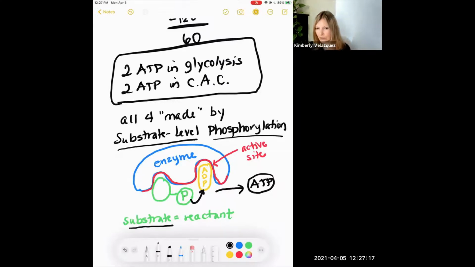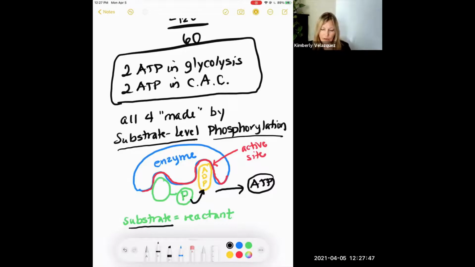If you really want to look at the steps of glycolysis and the citric acid cycle, you can see which specific enzyme is involved in doing that and which exact reactant or substrate is used to donate that phosphate group and transfer it to ADP to make ATP. That's how we made those first 4 ATP, 2 in glycolysis and 2 in citric acid cycle.